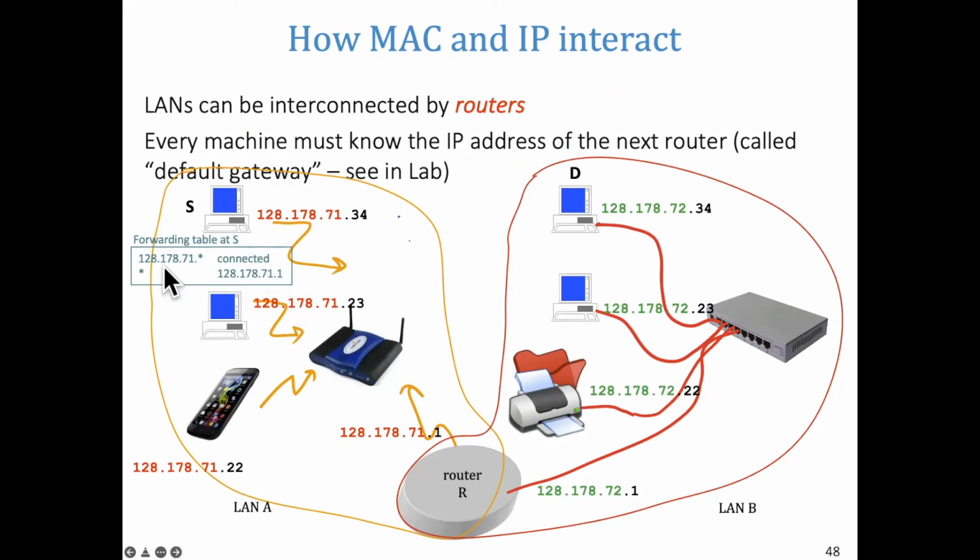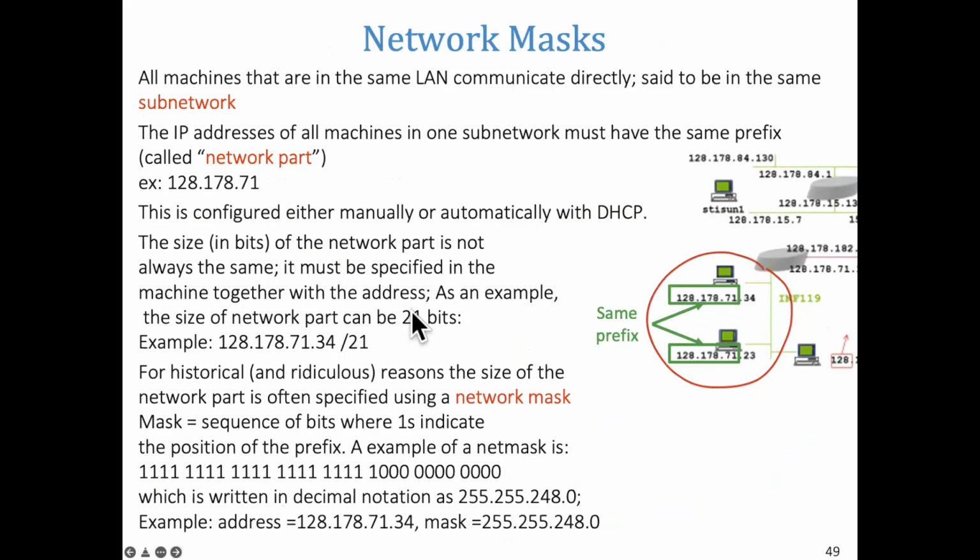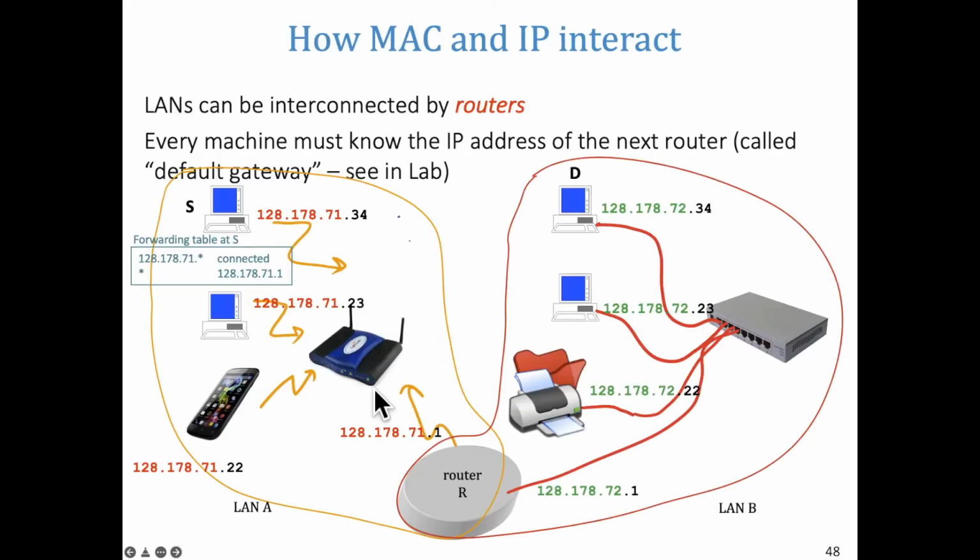You check if the network prefix matches the network prefix of the LAN. Whenever you want to send a packet to this mobile phone, you check the destination IP address. If it is in the same LAN, you send the packet using the MAC layer, using MAC addresses. Otherwise, you use IP by sending the packet to the router. That's why every machine must know the IP address of the next router. Otherwise, you cannot go out of this LAN.